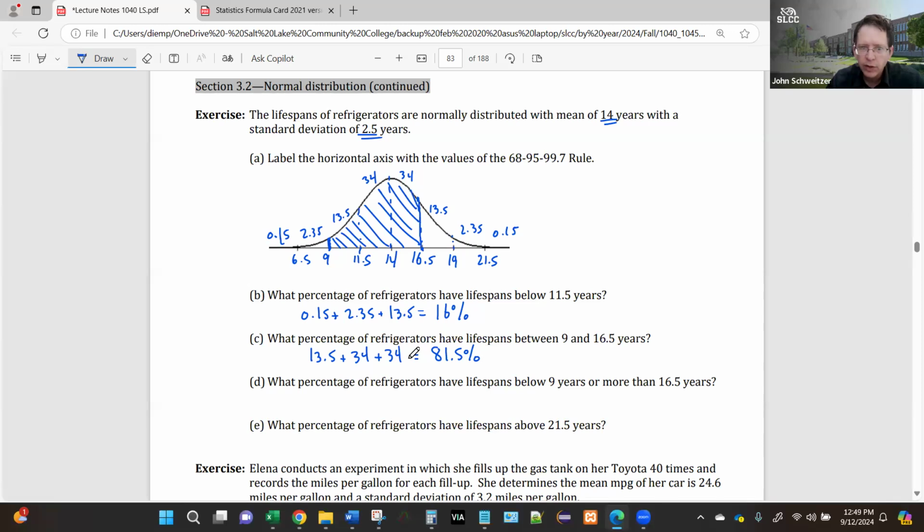Okay, what percent of refrigerators have lifespans below 9 or more than 16.5? So below 9 or more than 16.5. So let's shade that. So that's this region down here, or more than 16.5, and then we have this larger region over there. Does anybody have that for us? We're getting a little bit low on time. Let me finish that. So less than 9 would be this 0.15 plus 2.35, and we have that larger region on the right, 13.5 plus 2.35. I'm getting 18.5. Did anybody else get that?